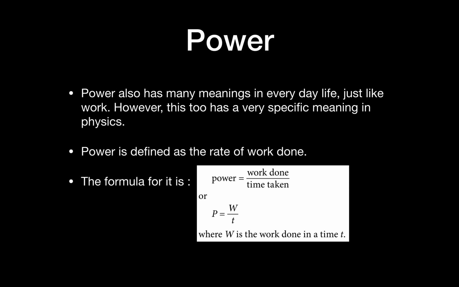Power is defined as a rate of work done, or to paraphrase, work done per unit time. That is power. And as hinted by the definition, the formula for it is work done upon time taken, where W is the work done in a time T. So again, power is the work done upon time T.